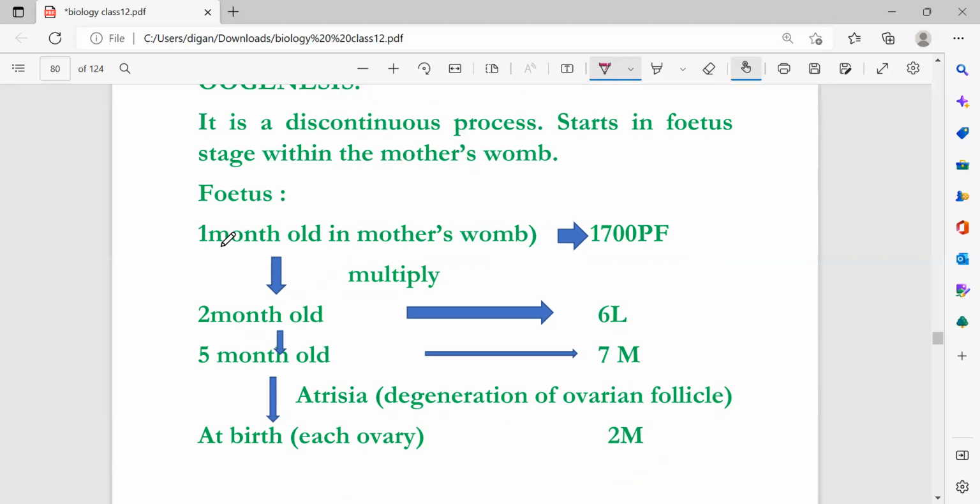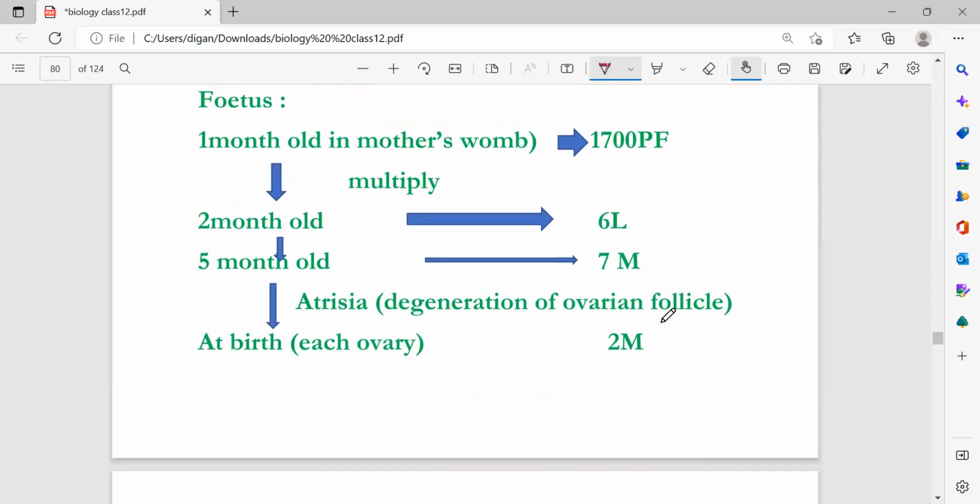So this is the fetus in the first month in the mother's womb. When the zygote is within the mother's womb and it becomes 1 month old, then it has almost 1700 primary follicles. They multiply and in the second month it becomes almost 6 lakh. And at the 5th month it becomes 7 million. After the 5th month, the degeneration of ovarian follicles starts, and this step is known as atresia. This term is very important. You remember it for MCQs, it is very important.